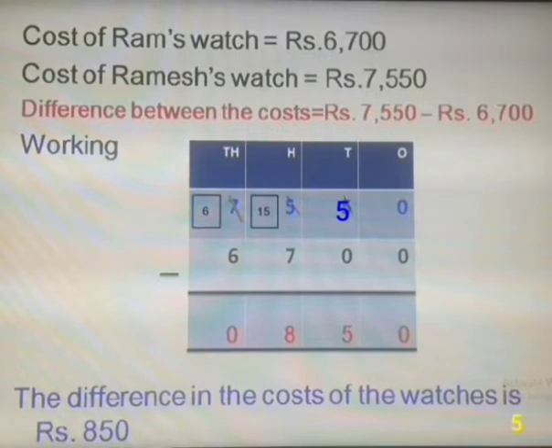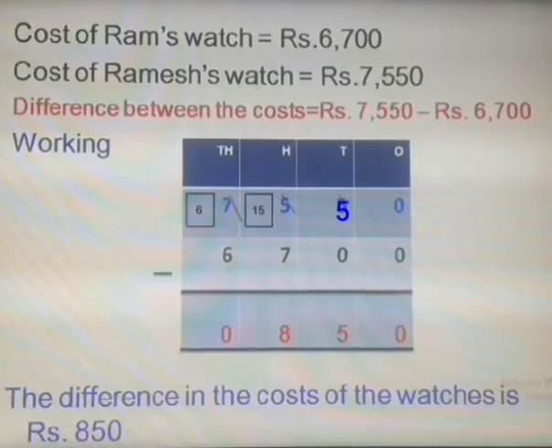Now children, can we subtract 7 from 15? Yes. So 15 minus 7 is 8. Now subtract the digits given in the thousands column. So 6 minus 6 is 0. So the difference in the costs of the watches is 850 rupees.